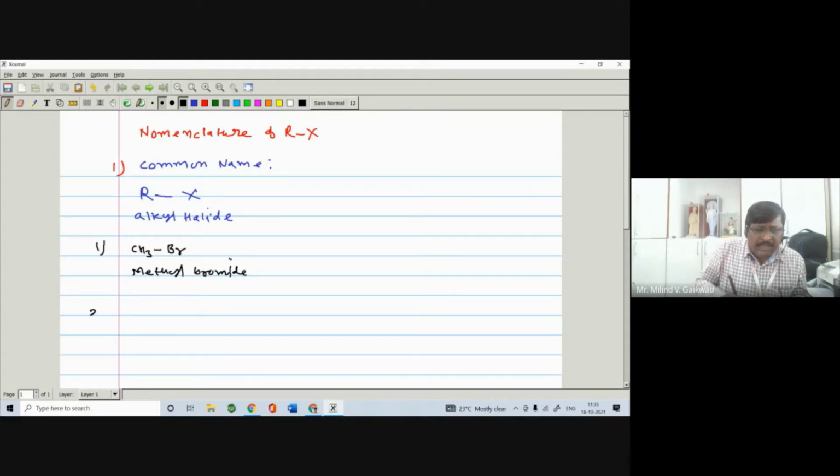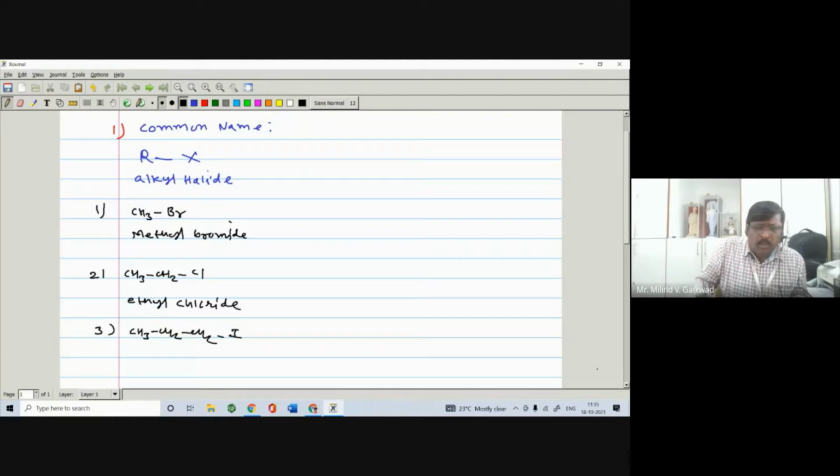Then go on increasing the number of carbon atoms: CH3, then CH2, and suppose here Cl, then ethyl chloride. Number 3, if you go on increasing again one more carbon, then CH3, CH2, CH2, and here is iodine. So n-propyl iodide.